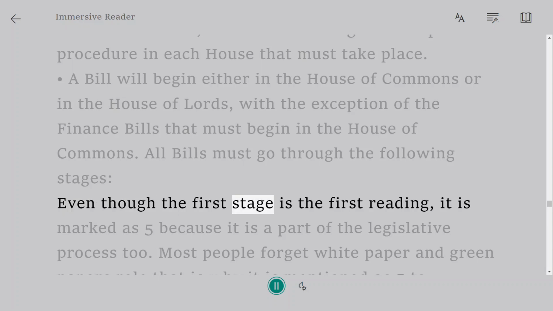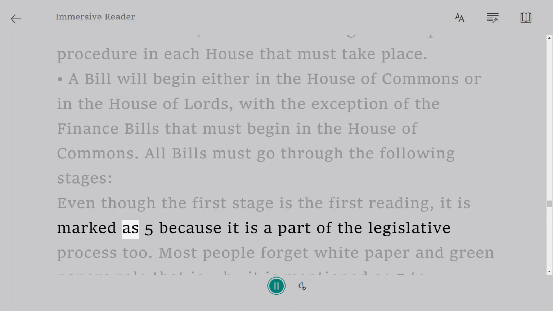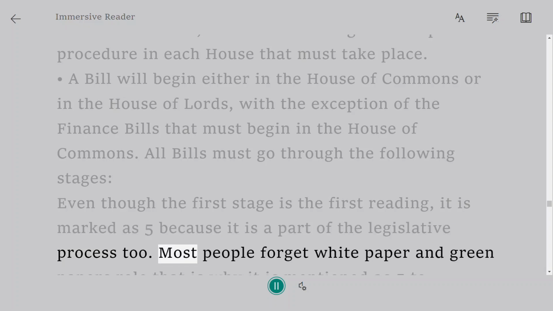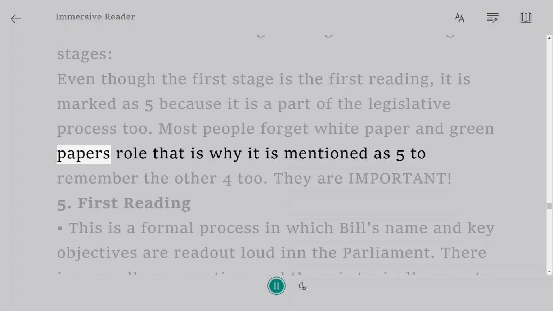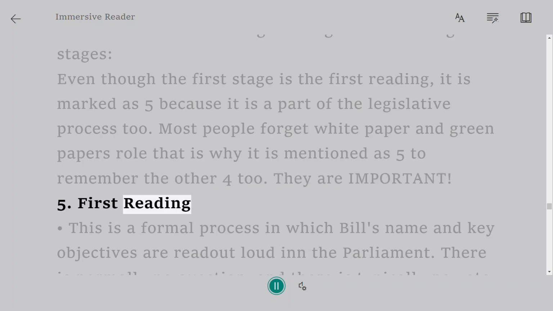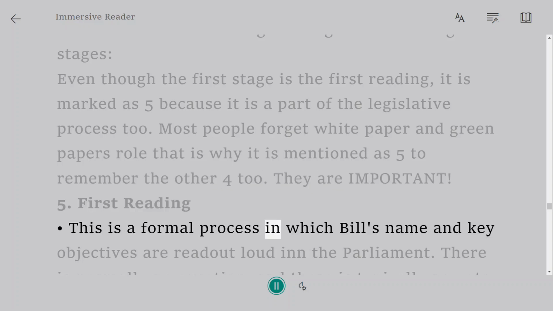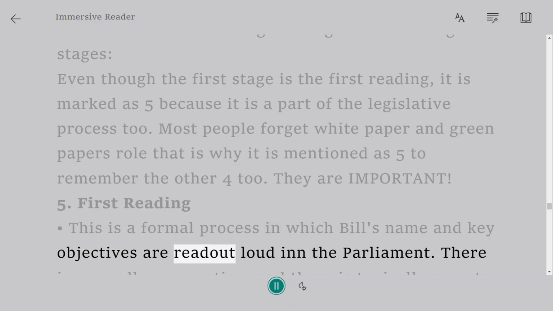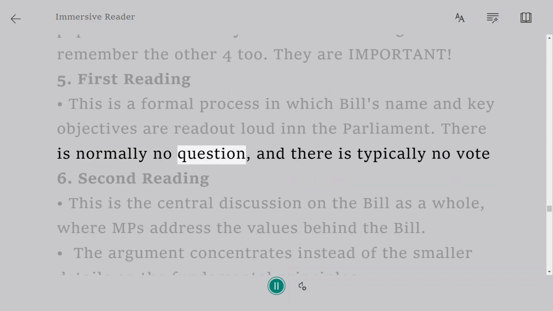Even though the first stage is the first reading, it is marked as 5 because it is a part of the legislative process too. Most people forget the white paper and green paper's role, that is why it is mentioned as 5, to remember the other 4 too. They are important. 5. First reading. This is a formal process in which the bill's name and key objectives are read out loud in Parliament. There is normally no question, and there is typically no vote.